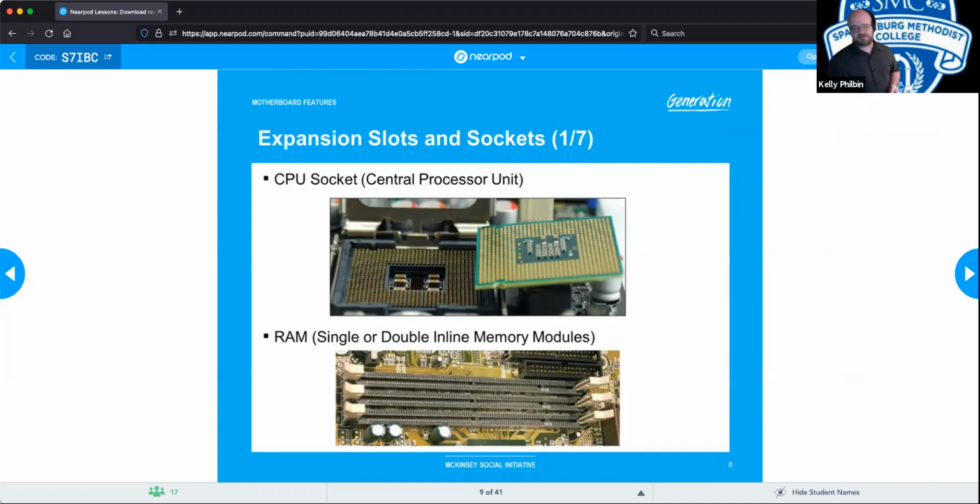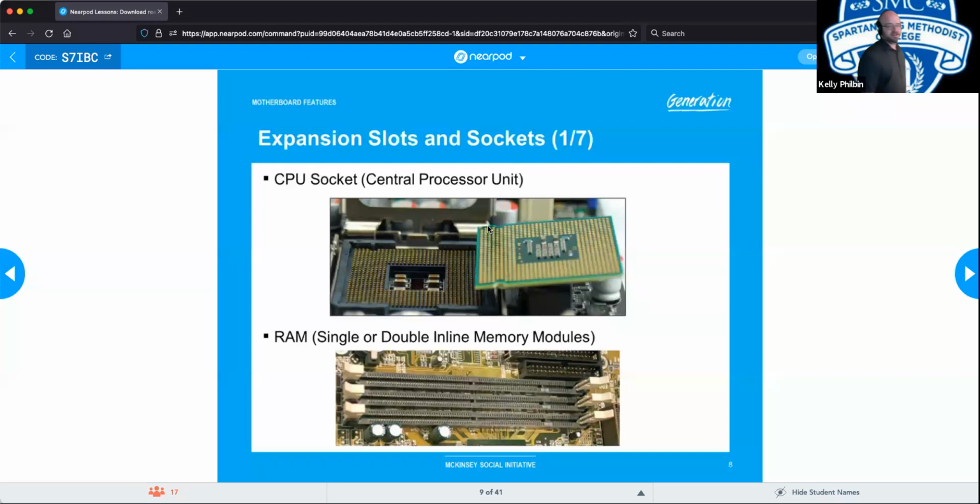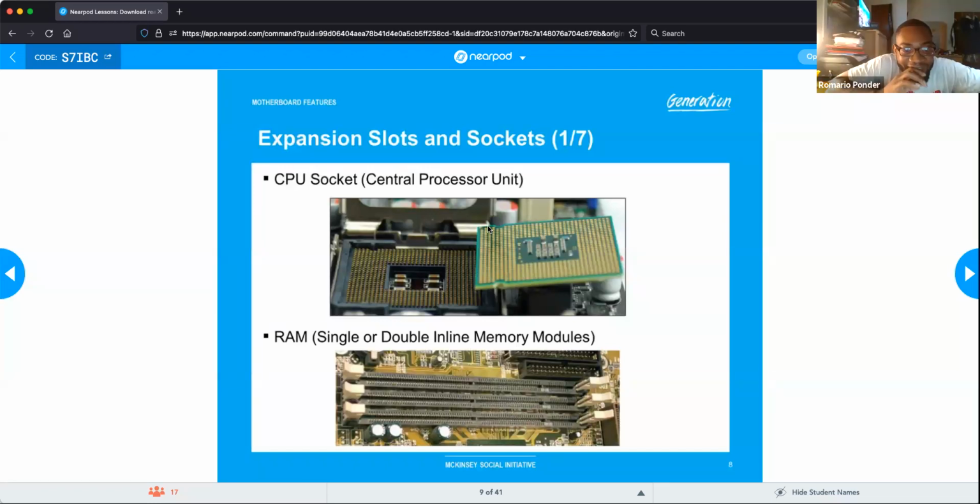All right. Expansion slots and sockets. First, the CPU socket. Your motherboard is going to determine which kind of CPU you can use. Anybody out there want to take a stab? You had a 50-50 shot. Who's the manufacturer of that chip? AMD. Intel. So we got one for each team. Who wants to vote on the other one? Intel, my bad. Intel. Why? How do you know?